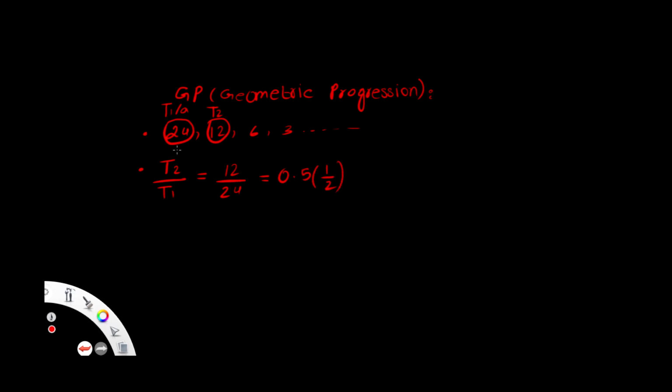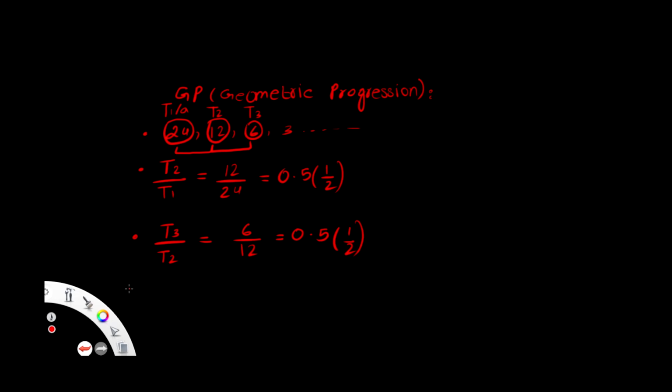Remember, we have to consider consecutive terms. Once again, 6 and 12, let's calculate the ratio between 6 and 12. So T3, because 6 is the third term, upon T2 equals 6 upon 12 equals 0.5 or 1/2. So this clearly shows that this progression follows the trend that a geometric progression would follow, allowing us to conclude that this particular progression is a geometric progression.